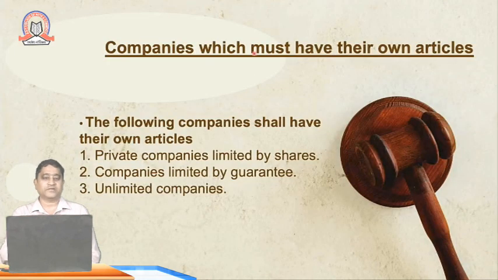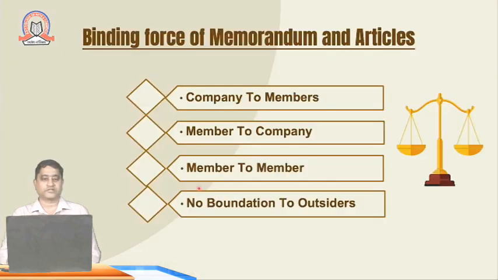The companies which may have their own articles are private companies limited by shares, companies limited by guarantee, and unlimited companies can also have their own articles. The binding force of memorandum and articles is that it is binding on the company to a member, member to a company, and member to member, and there is no force for outsiders. So outsiders are not bound by the articles of association.